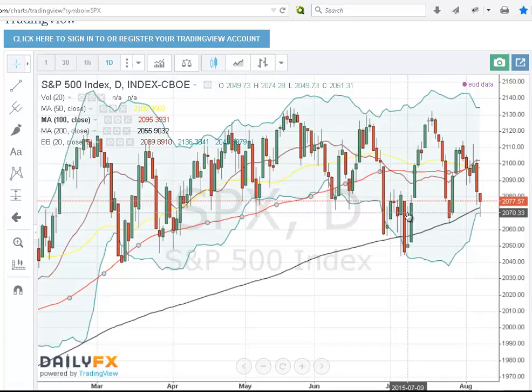So we have our normal setup. We have our Bollinger Bands. The brown line is the 20, but this is a daily plot, so the brown line would be the 20-day moving average. The yellow line is the 50. The red is 100, and the black is 200. And these are your candlesticks.